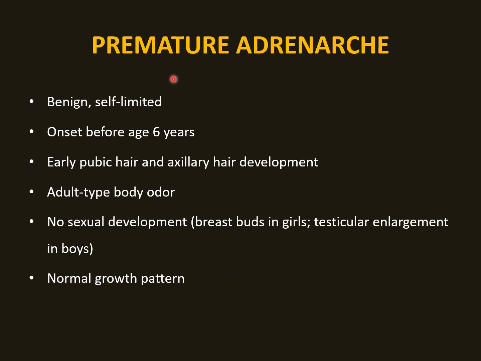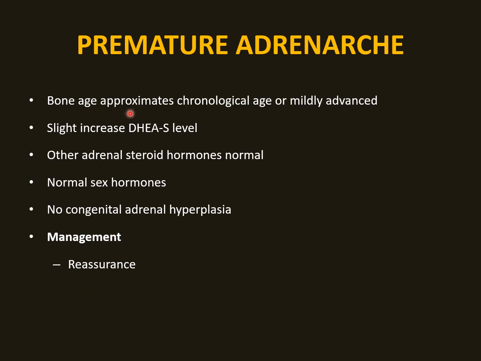Premature adrenarche is a common presentation. It's a benign and self-limited condition. It starts before 6 years of age in most cases, with early pubic hair appearance, axillary hair development, and adult type body odor. But it's very important to make sure there is no sexual development, no breast development in girls, no testicular development in boys, because this will be central, not premature adrenarche. Also, the growth pattern will be normal, and the bone age may be slightly advanced, but is not going to be advanced as in cases of precocious puberty. Again, the bone age in premature adrenarche will approximate the chronological age or be slightly advanced.